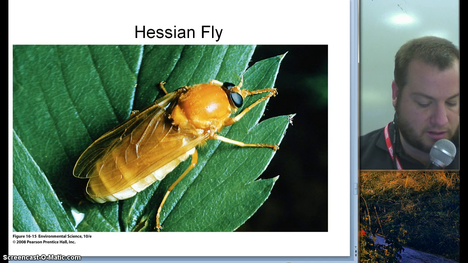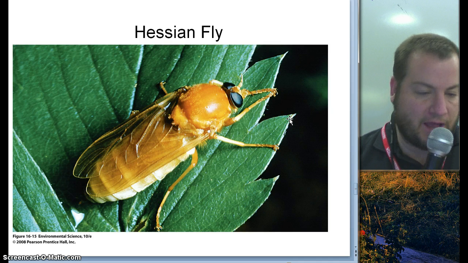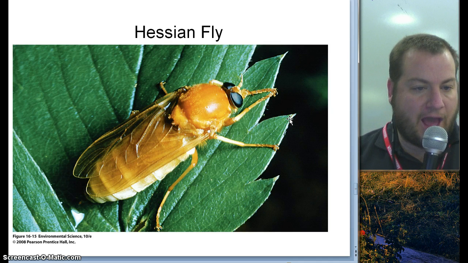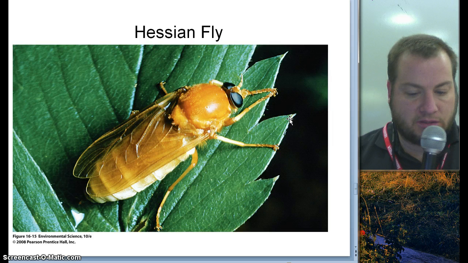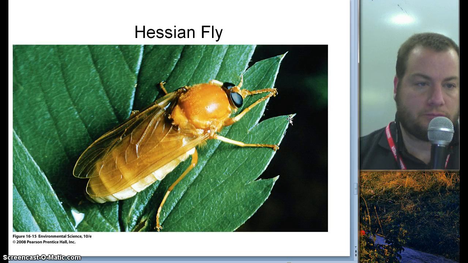So what they did with this is they genetically engineered the wheat to produce a chemical that is toxic to the fly larvae. So right after they hatch, this chemical kills the fly larvae, and so they don't eat the wheat and don't damage the stems.